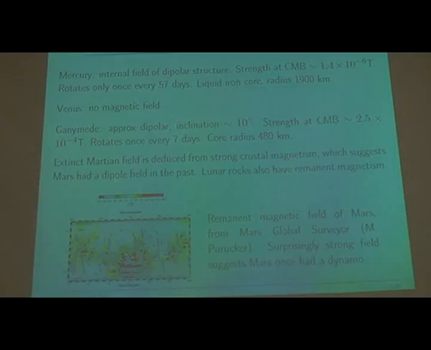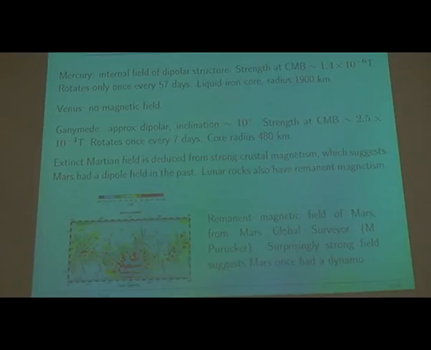Mars, this is another surprise. It was known for a long time that Mars doesn't really have a magnetic field, but the surprise when the Mars Global Surveyor went round the planet was that there was very strong crustal magnetism, much stronger than anything that occurs on Earth. That certainly suggests that Mars had a dipole field in the past.